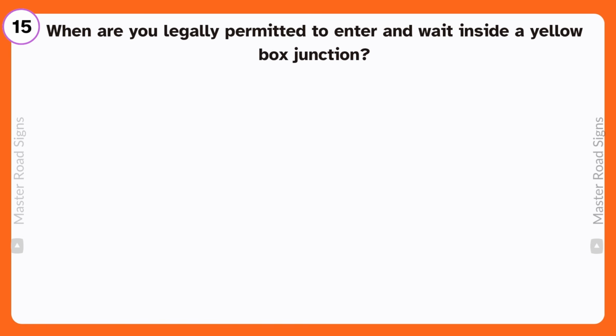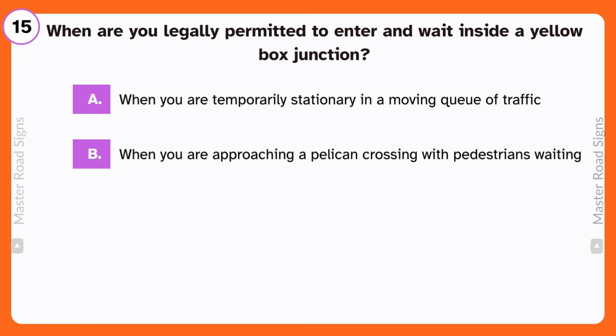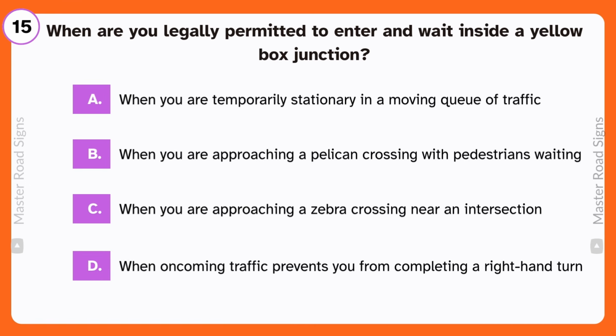Question 15. When are you legally permitted to enter and wait inside a yellow box junction? Option A, when you are temporarily stationary in a moving queue of traffic. Option B, when you are approaching a pelican crossing with pedestrians waiting. Option C, when you are approaching a zebra crossing near an intersection. Option D, when oncoming traffic prevents you from completing a right-hand turn.